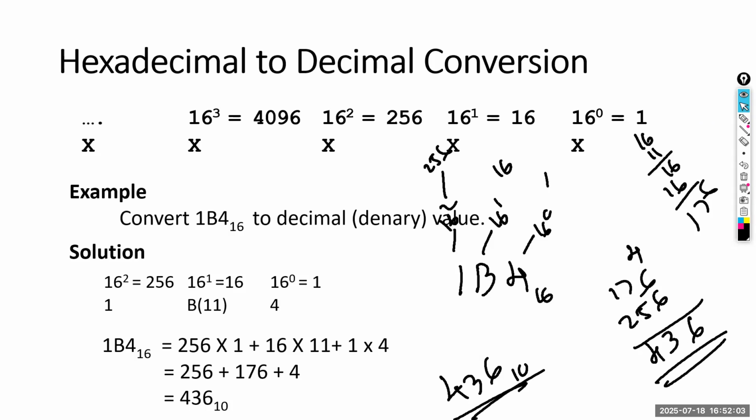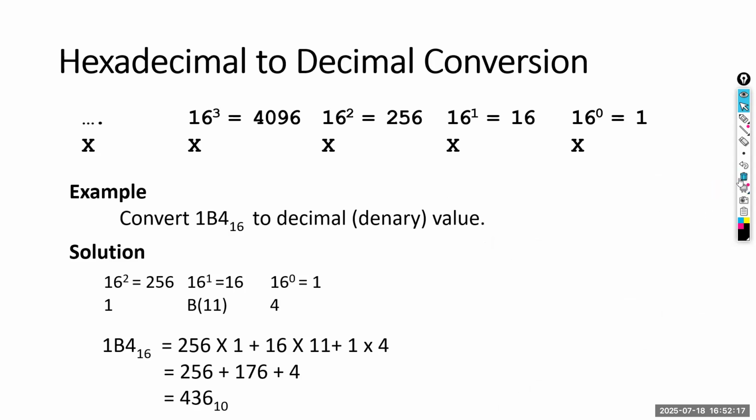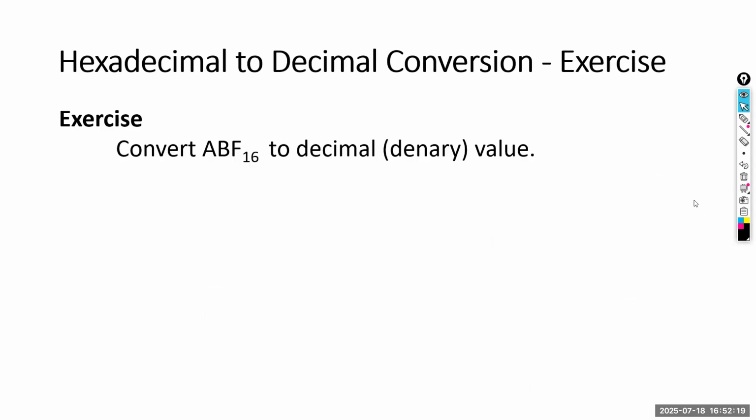So that is how you convert hexadecimal to decimal. Is it clear? So this is the only exercise for you. Convert this ABF into base 10. Take 1 minute.